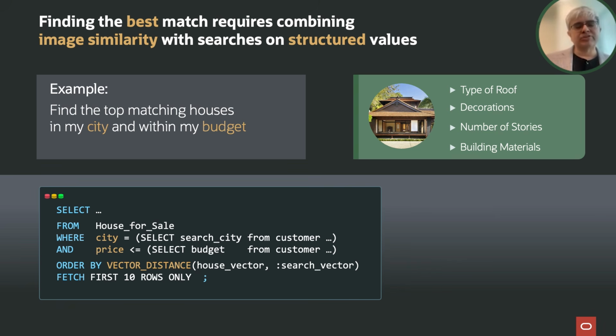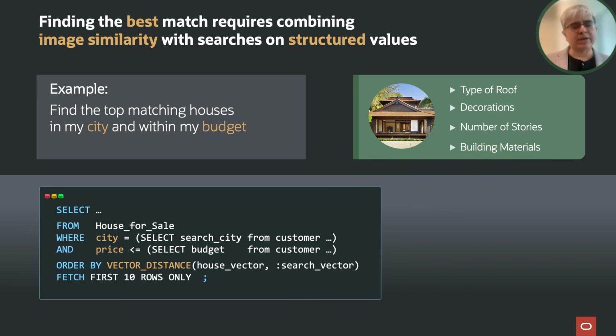You can become more sophisticated by combining that photo search with searches on the structured values that you need to do a proper house match. So for instance, in this example, I'm still doing the vector distance match with the existing house vectors, but I'm also filtering by the city that the customer wants the house to be in and finding houses that cost less than the customer's max budget.